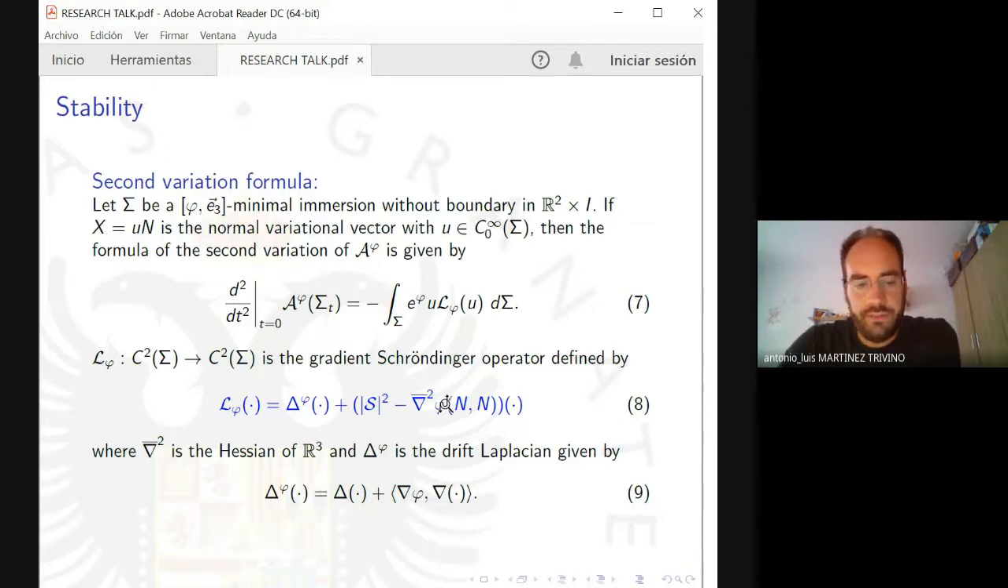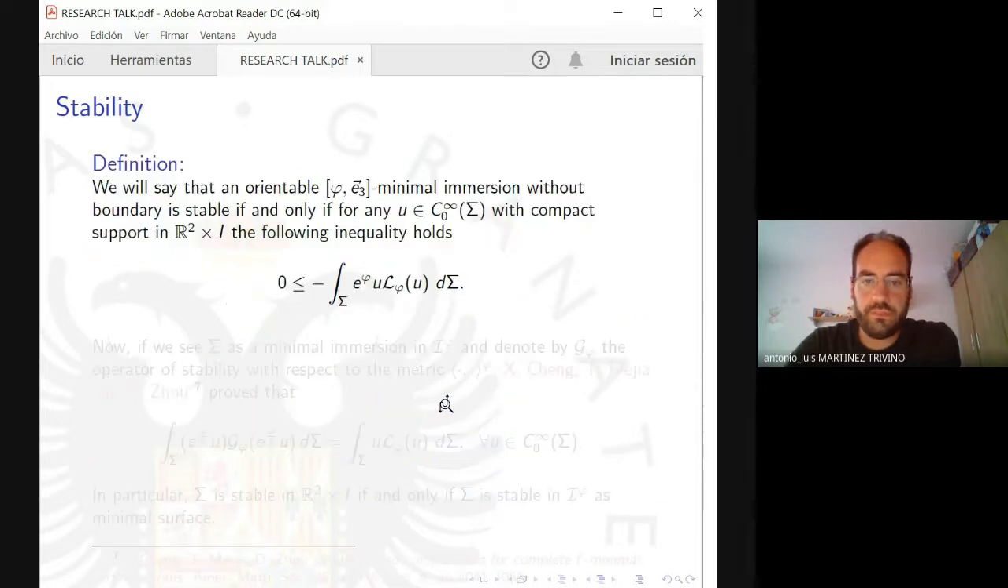tensor for the formula of the second variation of the area functional for any immersion in an arbitrary Riemannian manifold. Here, Hess phi is the Euclidean Hessian of phi. From this equation, we will say that an orientable phi-minimal immersion is stable if and only if, for any smooth function with compact support in R2 cross I, the following inequality holds. Okay? It's a local minimum of the previous area functional.